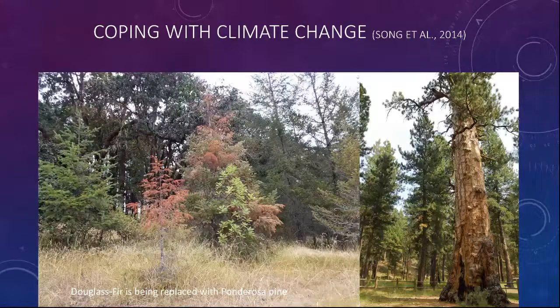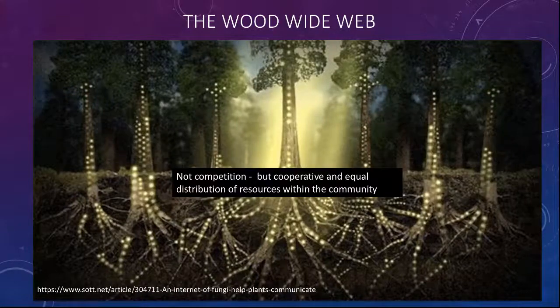The same happens in climate change. As species become intolerant of heat in northern hemispheres, other species come that are more tolerant of heat and actually are introduced into the ecosystem and can survive better. And the existing primary trees that are dying are now passing on these nutrients and all of their nutrients, including carbon, to these newcomers. This ensures the survival of the forest, very important. So the Wood Wide Web, in fact, is not competition, but cooperative and equal distribution of resources within the community.